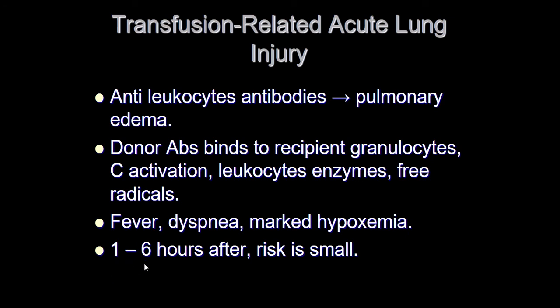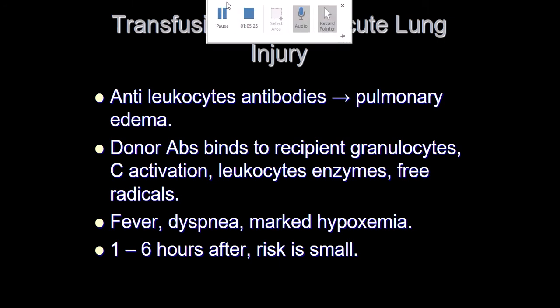And it usually occurs 1 to 6 hours after, and the risk is minimal because there is no massive hemolysis taking place. Anything related to white blood cells usually is serious, but it's not fatal.